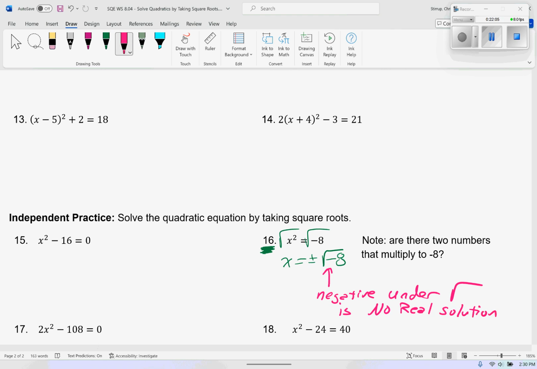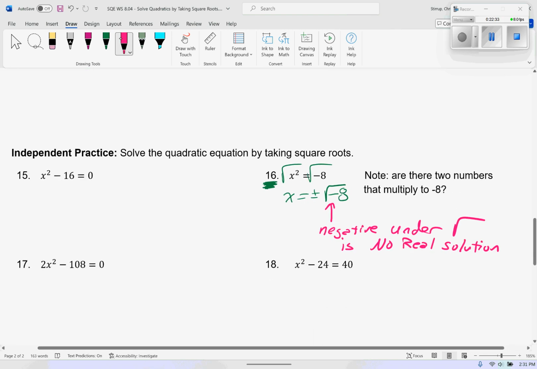All right. So, for number 16, I cannot take the square root of a negative using what we call the real numbers. Real numbers, everything you dealt with so far. Yes, there is something that's called the complex numbers, which are part of the imaginary numbers. We're not going to deal with those. So no root. So right now you can say no real solution.